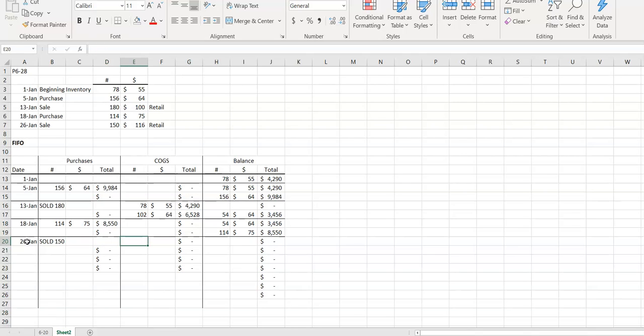All right, so first in, first out. I'm going to get rid of the 54 that I had. That's 64. And then I sold 150. I already did 54, so I need 96 more. They're going to come out of the 114 at 75. And then I've got the 114 minus the 96. I have 18 left at 75. And draw a line because that's over, and that is it. So this 1350, this is my ending inventory.